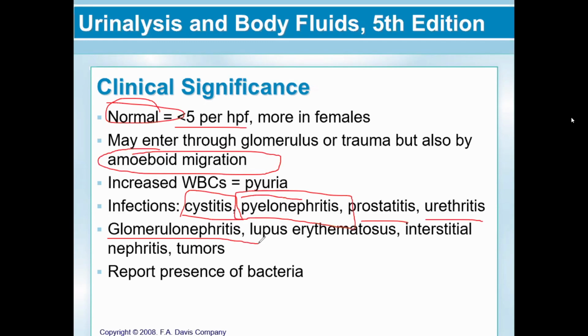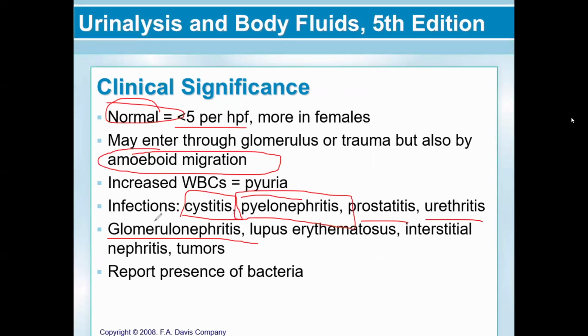Together with that, there are red blood cells, so you will not see only white blood cells; there are red blood cells too. We also have SLE or lupus erythematosus, interstitial nephritis, and tumors. Later we will see the difference between upper UTI and lower UTI when we discuss the casts. Let's look later.